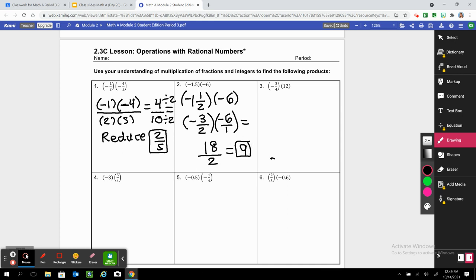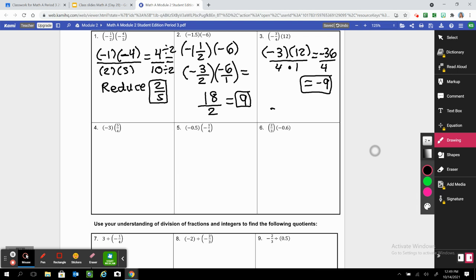All right, for the next one, -3/4 times 12. So I'm going to multiply -3 times 12. And really, there's nothing in the denominator. So it's really like multiplying 4 times 1 in the denominator. So you get -36 on the numerator and +4 on the denominator. And that will simplify to -9.